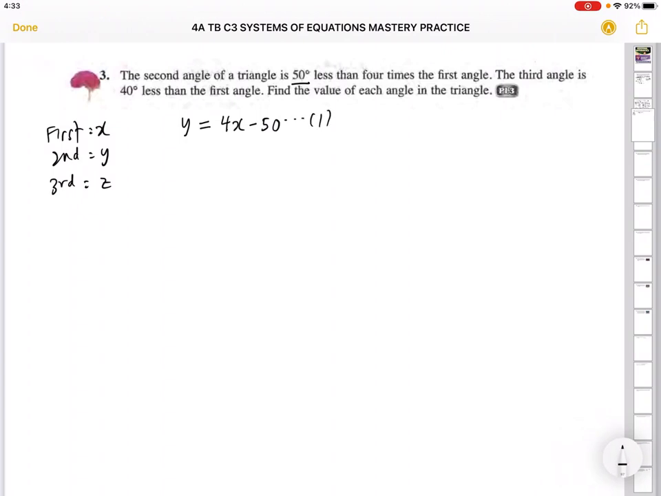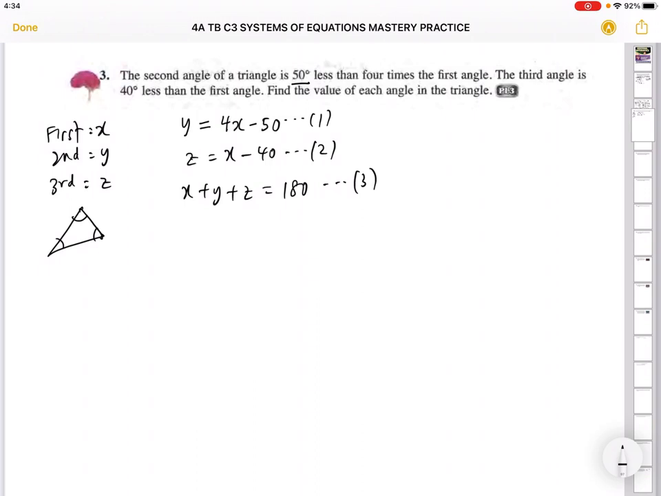Second equation, the third angle z is 40 degrees less than the first angle. Okay, my first angle is x, 40 degrees less, so you must minus 40. Equation number 2. Now we know, as we've done in the previous practice, total interior angle for a triangle x plus y plus z must equal 180. Equation number 3. Right, so I think this question is quite easy for us to solve. Forming it is a bit tricky, but solving it is quite easy.